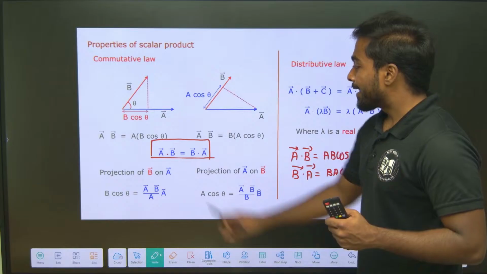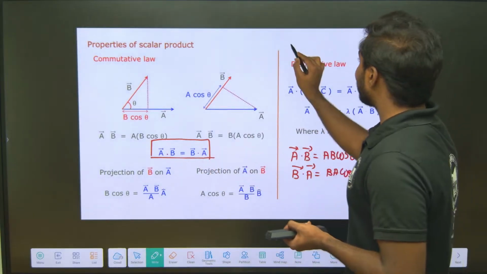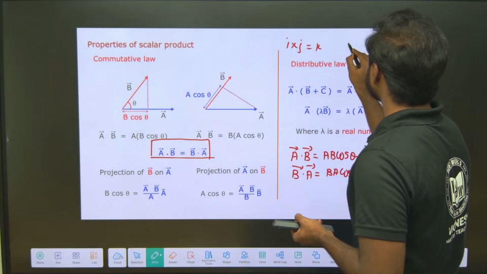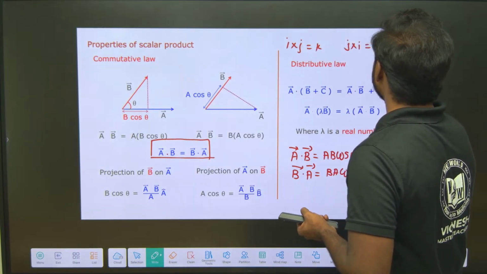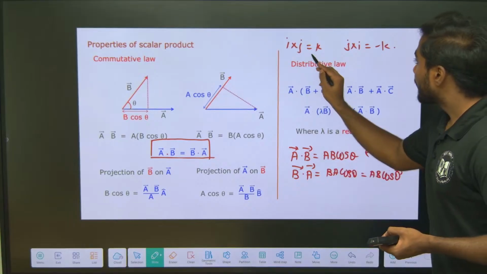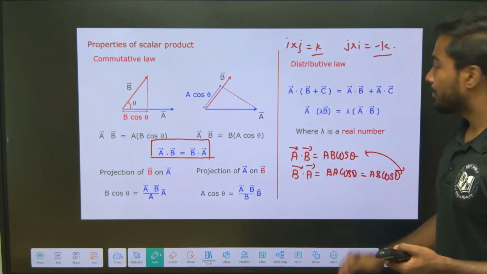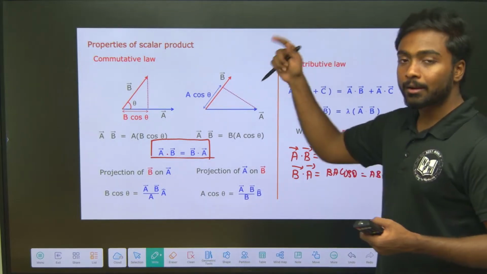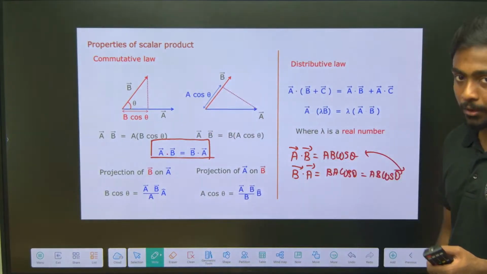Products, because a dot b... or else I can say that i cross j will be equal to k, whereas j cross i will be equal to minus k. Is this equal? No, right? Yes. So whenever I talk about the commutative property in a vector product, it is not equal.